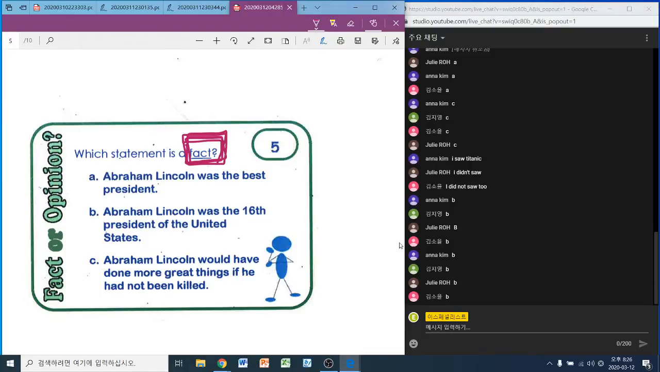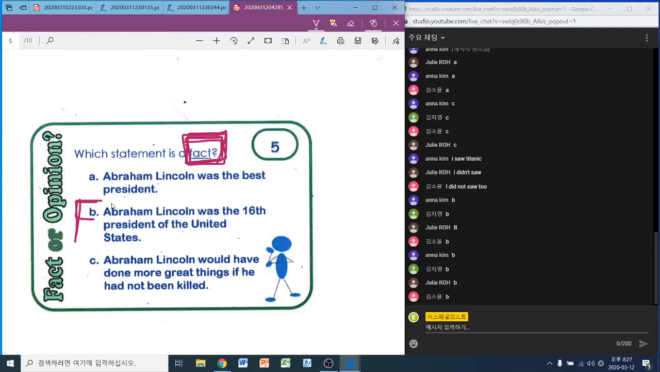B. Exactly, yes. Our correct answer is B. Abraham Lincoln was the 16th President of the United States. Exactly. Good job, good job. This is, in fact, a fact. We can check it in a history book.